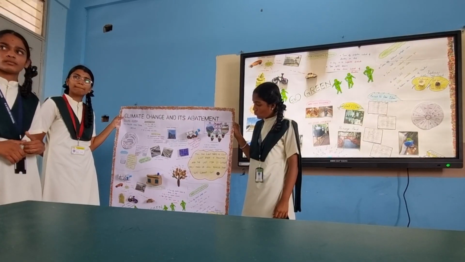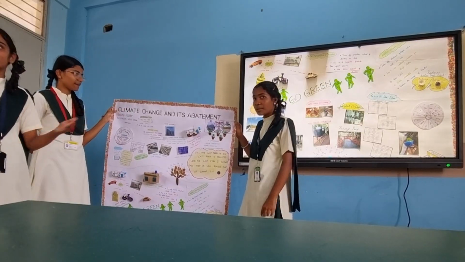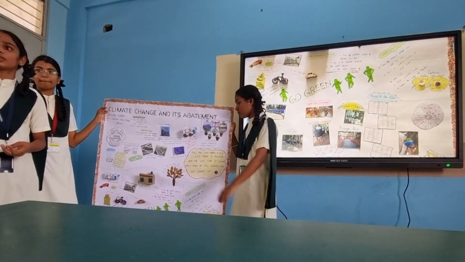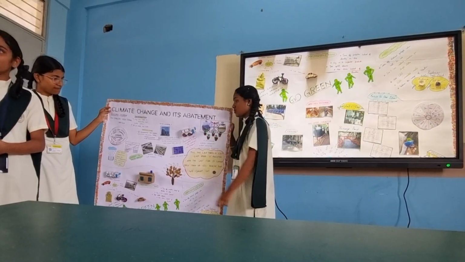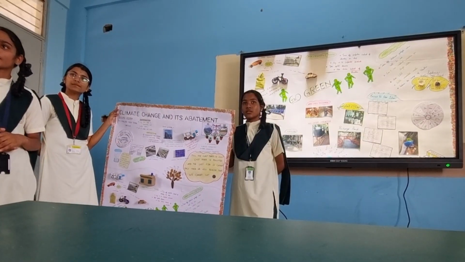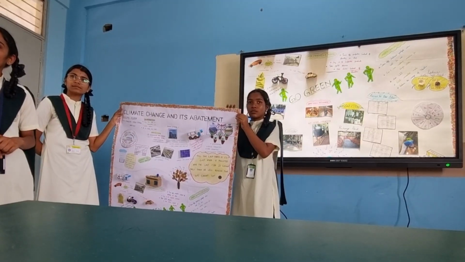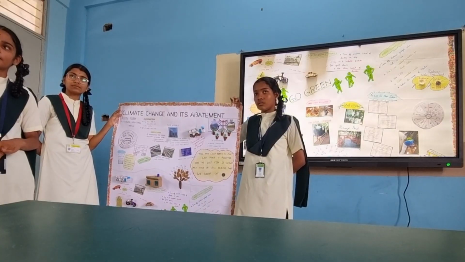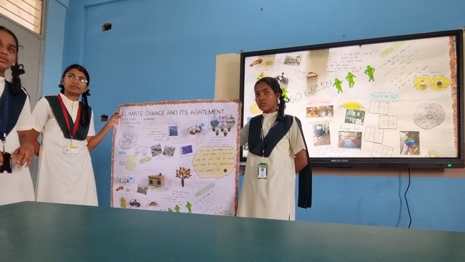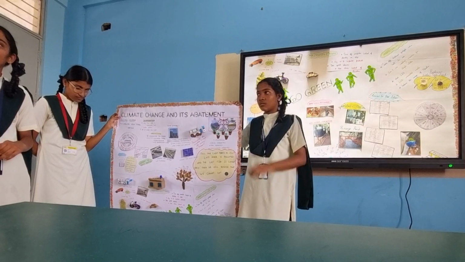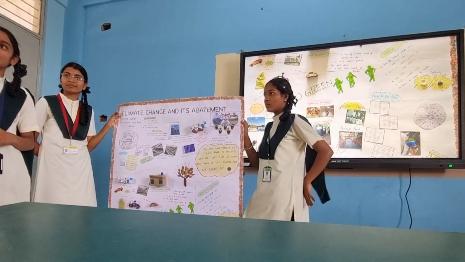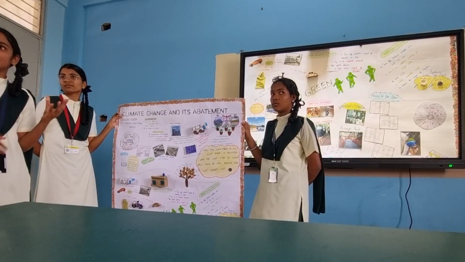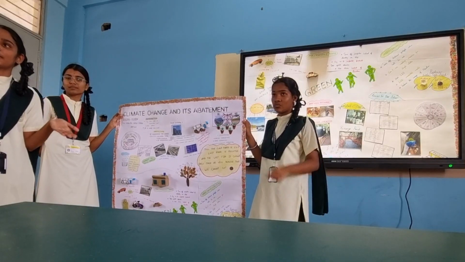So this is about global warming, climate change and environment. What is global warming? Global warming means the temperature of the earth increases in the long term, all over the world. Climatic changes will change. Some places will have so much flood and some places more high temperature.